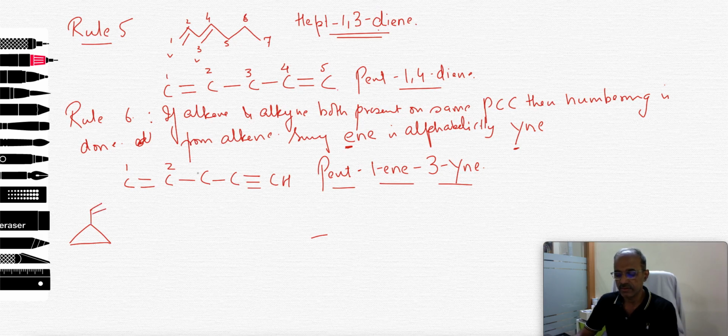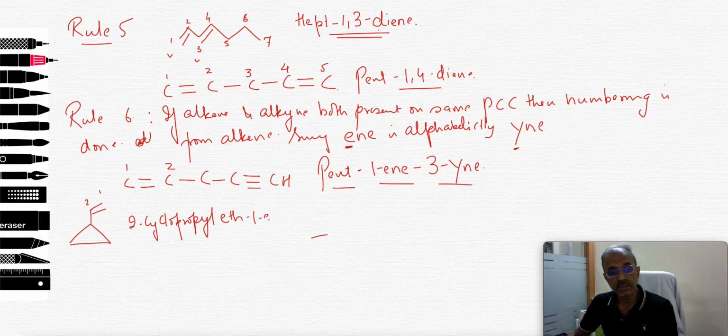So it will be given 2-cyclopropyl, 2-cyclopropyl, eth-1-yne, 2-cyclopropyl, eth-1-yne. Fine.